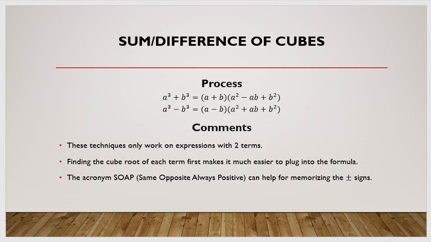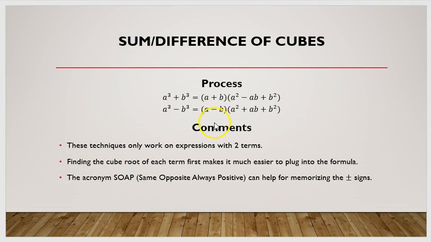This next technique is actually very similar to the last one we looked at. The main differences here are that we do have both a sum and difference form of it. And the other important thing is that now we're dealing with terms to the third power. So instead of taking the square root of both terms, take the cube root or the third root of both terms, and then you can just plug those numbers in for the a's and the b's. Again, this technique only works for expressions with two terms.